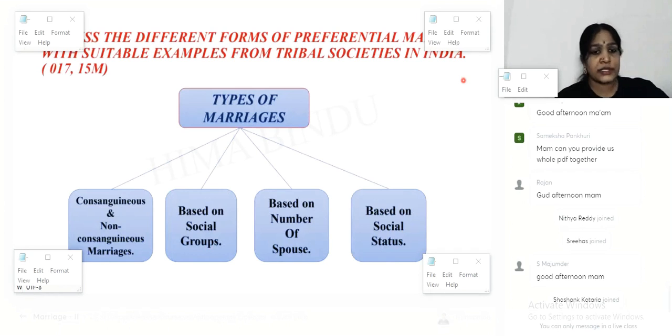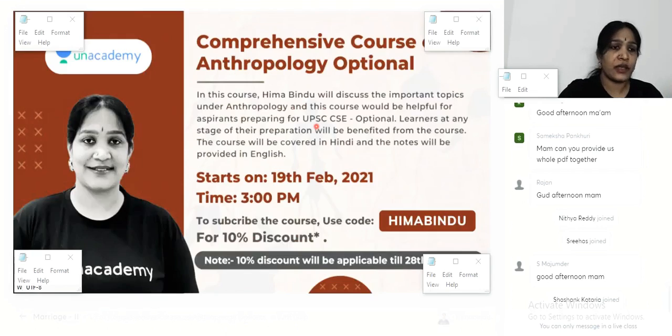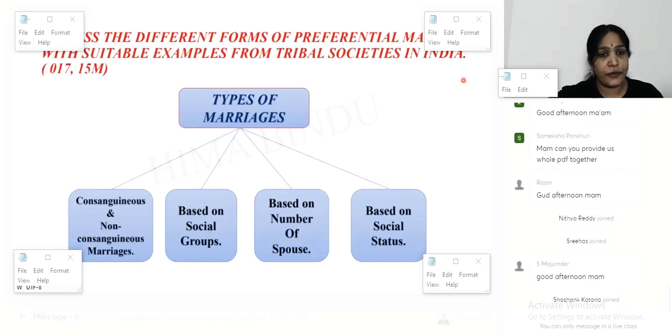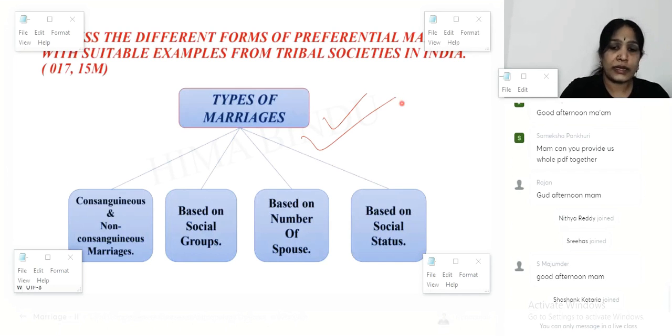So, discuss different forms of preferential marriage with suitable examples from tribal societies in India is nothing but types of marriage. For both questions, read the question carefully. Define marriage. Describe various types of marriages in human society, 2014. And this question, discuss different forms of preferential marriage. For both, the structure is: write one or two definitions of marriage, then a types of marriage flowchart like this, then elaborate this flowchart. That's all. More or less a similar answer, in fact the same answer.